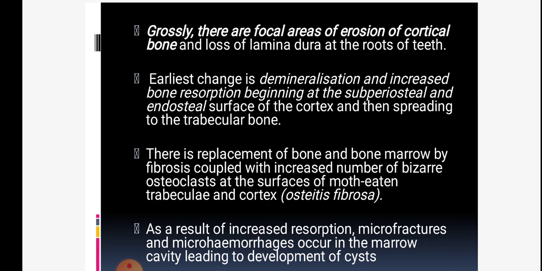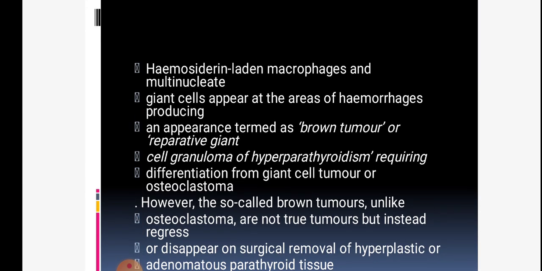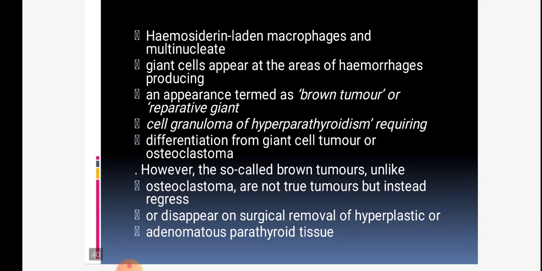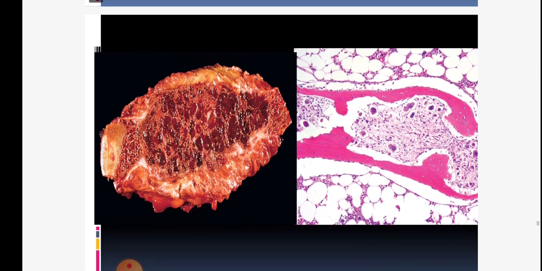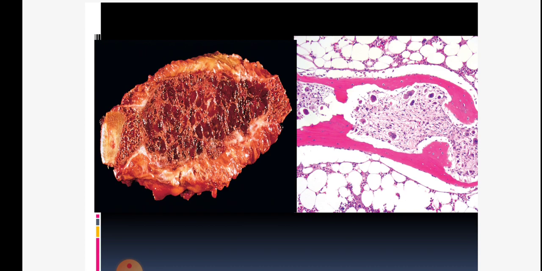As a result of increased resorption, microfractures and microhemorrhages occur in the marrow cavity, leading to development of cysts. Hemosiderin-laden macrophages and multinucleate giant cells appear at the areas of hemorrhages, producing an appearance termed brown tumor. So this is a viva question again and a 3 marks one. Or a reparative giant cell granuloma of hyperparathyroidism. So we'll skip this one. So these are the gross and microscopic features.